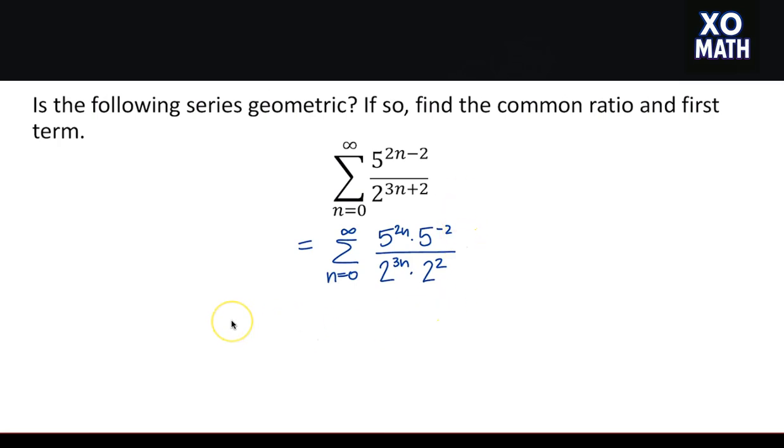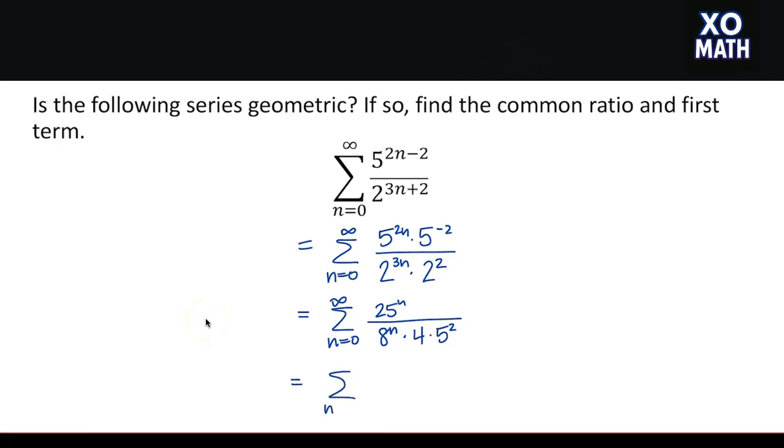Okay, so now let's see what we can do from here. The sum of n equals 0 to infinity of, so 5 squared, that's 25. So what we have is 25 to the n. I'm going to work down here. 2 cubed, that's 8. So this is 8 to the n. I have 2 squared in the denominator, that's 4. And then 5 to the negative 2. So I want to bring that factor to the denominator and make it 5 to the positive 2. So times 5 squared, which is 25. And so these two have an exponent of n now, so we can bring those together.